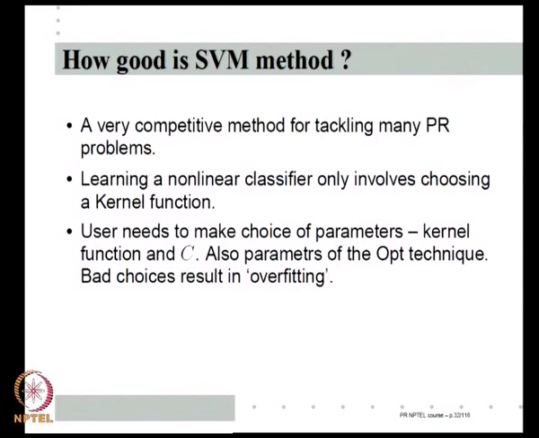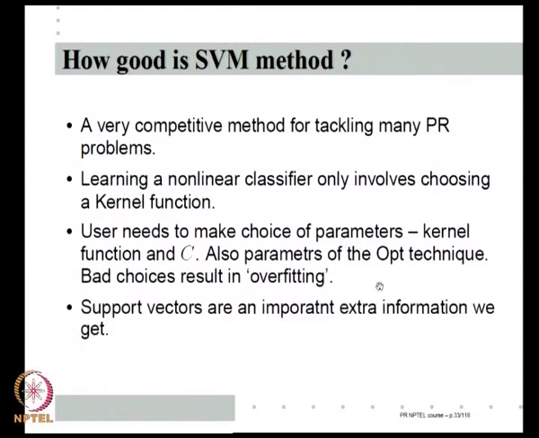For example, in any numerical optimization, I have to choose an epsilon which is close to 0. So, when checking optimality, if I have to say y f(x) is equal to 1, obviously I have to ask to what precision it should be one in a numerical technique. So, I have to also choose an epsilon. All these choices are still there. Bad choices can still result in overfitting, but given that, SVM is still possibly one of the most competitive methods for tackling pattern recognition problems today.